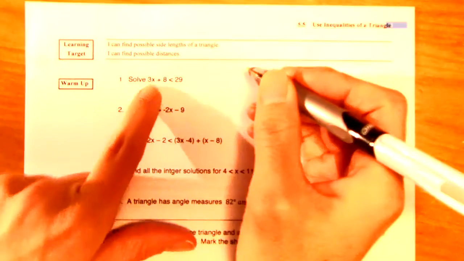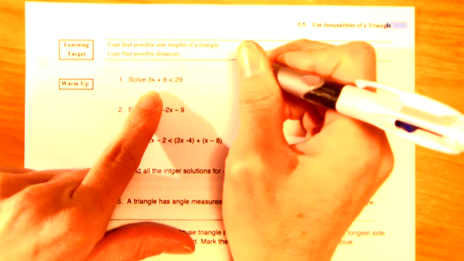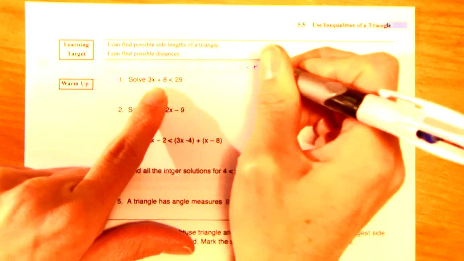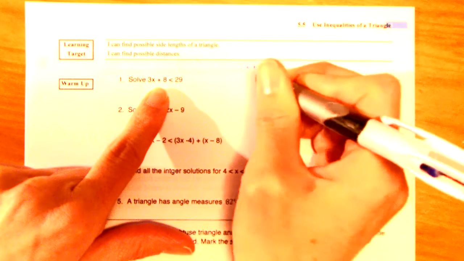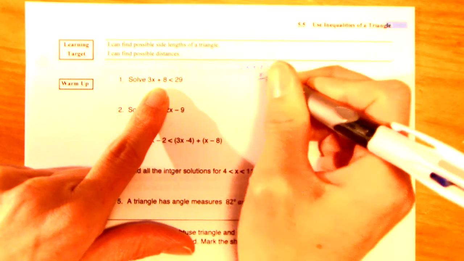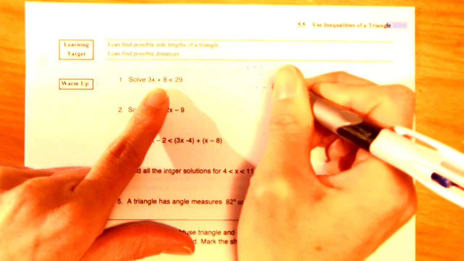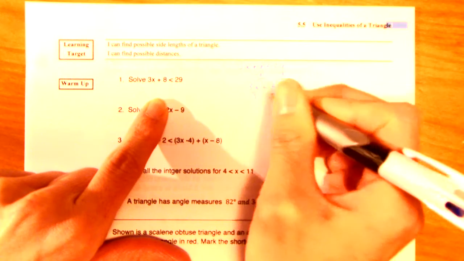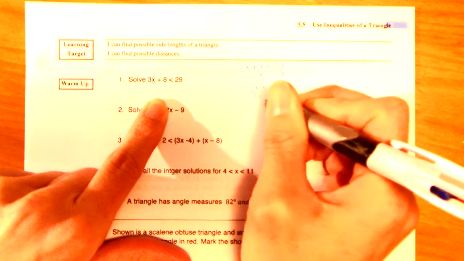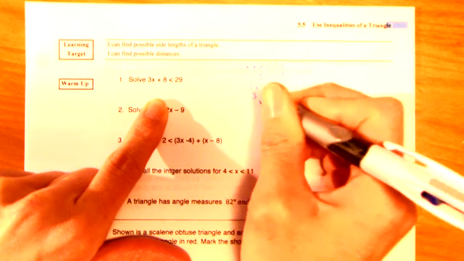Well, here we go. Solve. I'm going to do the work over here on the side. 3x plus 8 is less than 29. I'm going to subtract 8 on both sides. 3x is less than 21, then divide by 3. X is less than 7.